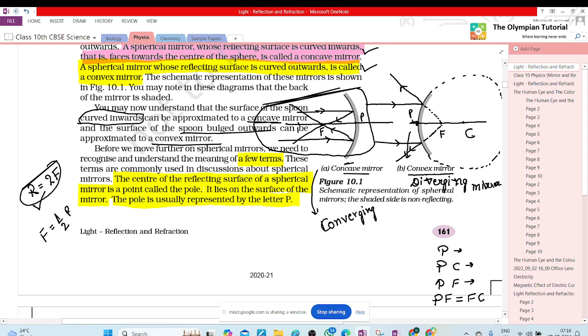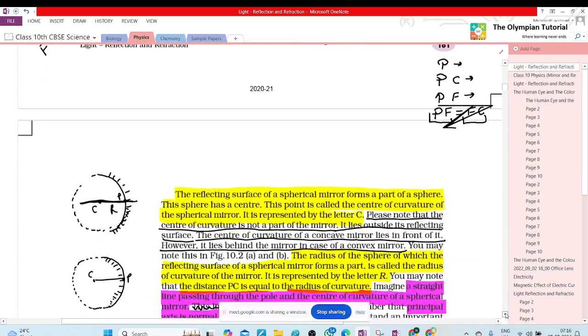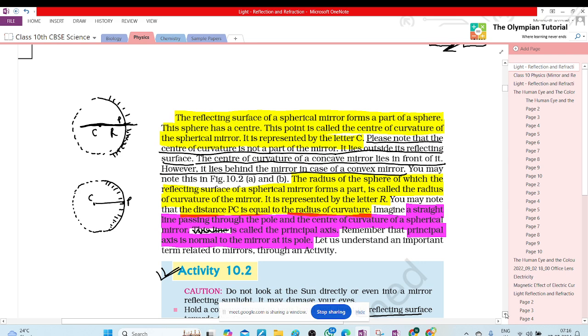Radius of curvature, and here the distance between PF and FC is the same, as we have done last time. Are you completely okay with these things? Yes, ma'am. What do you mean by aperture? Aperture is simple: this angular length, the part which acts as mirror, is known as aperture.